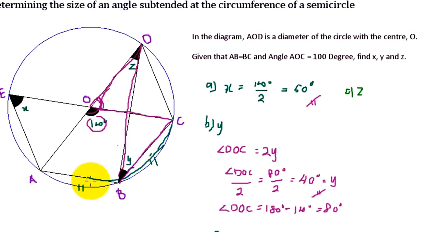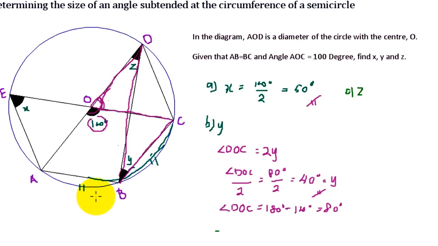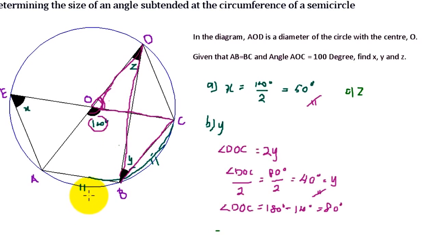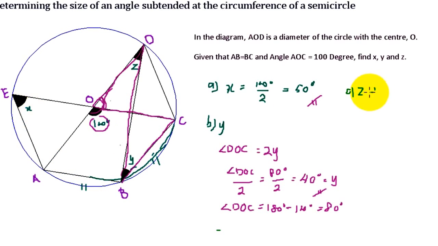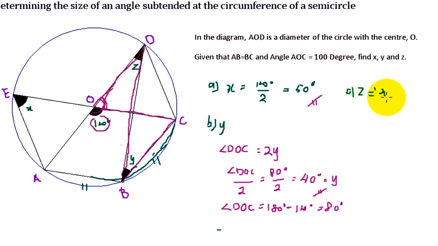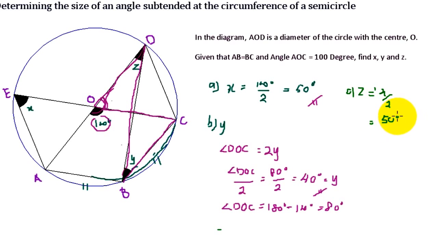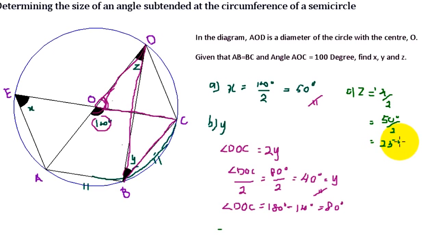You know that AB and BC are equal. So the angle of Z is half of the angle of X, since its arc is half the size of the arc of X. So Z is equal to X over 2, which is 50 over 2, which is 25 degrees.